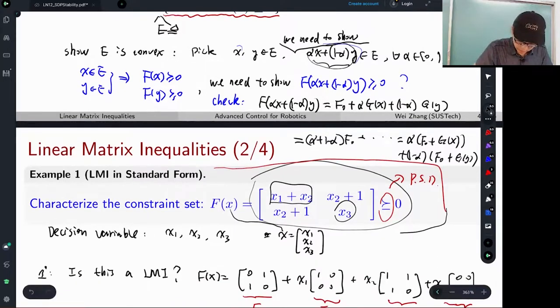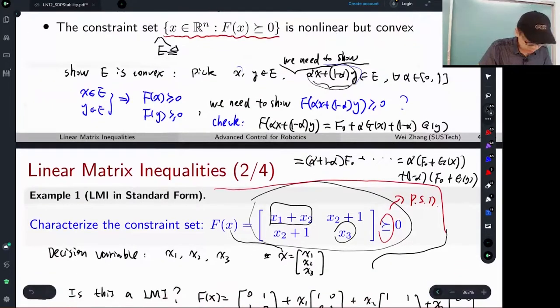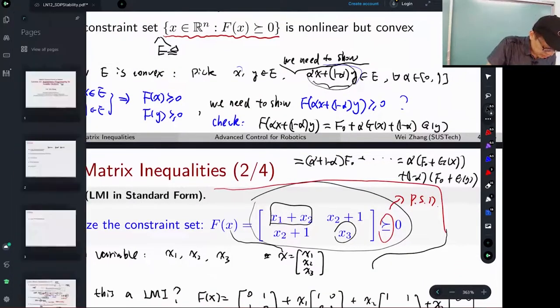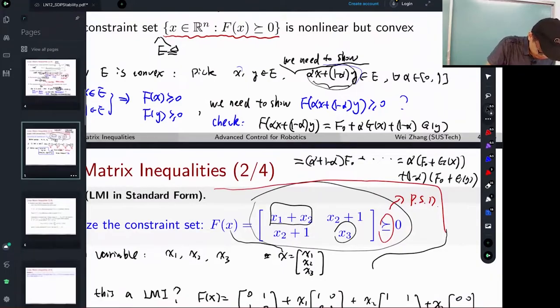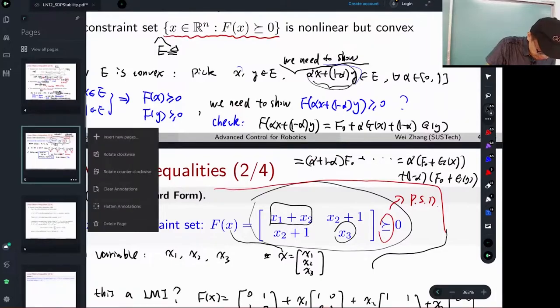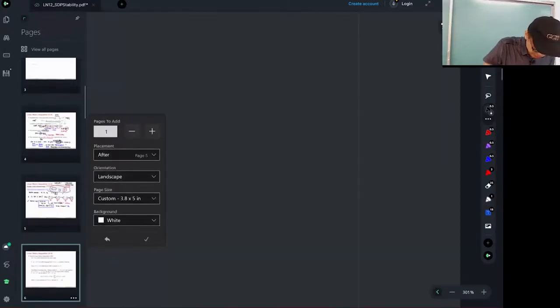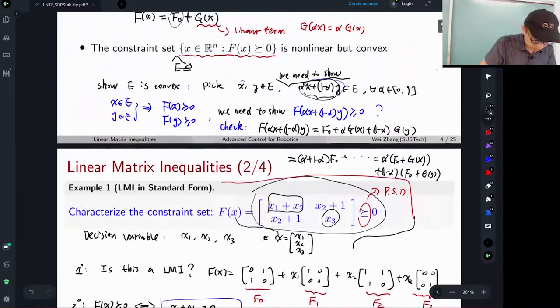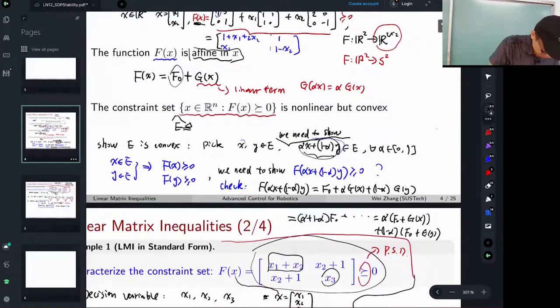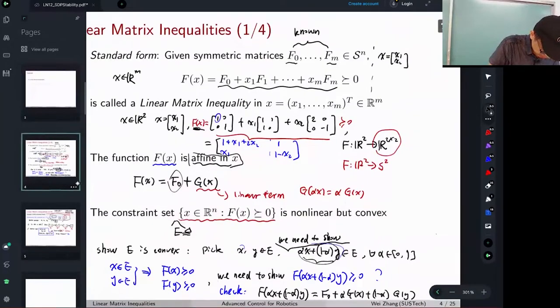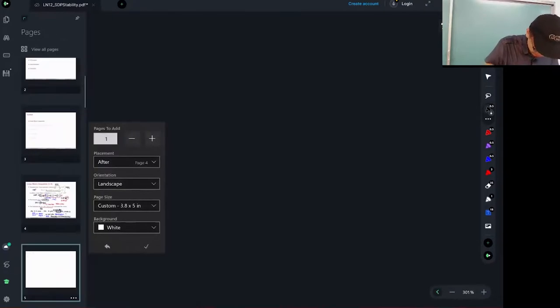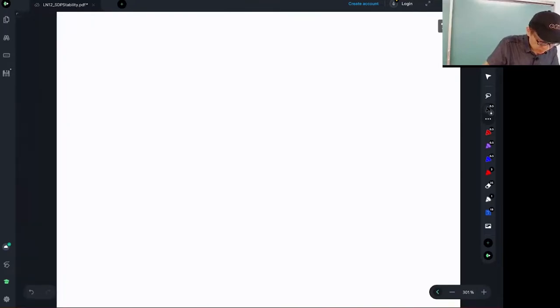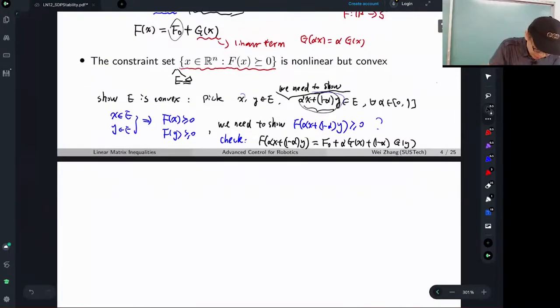I think it's really bad. Let me make sure we have enough space. Wrong size, okay. Let me copy that down, sorry.